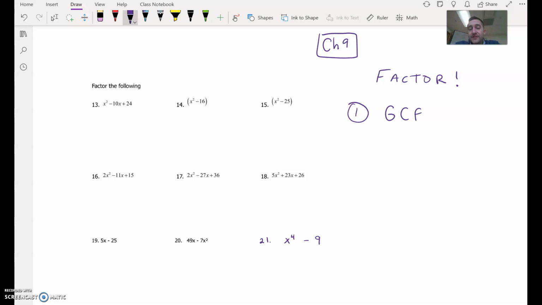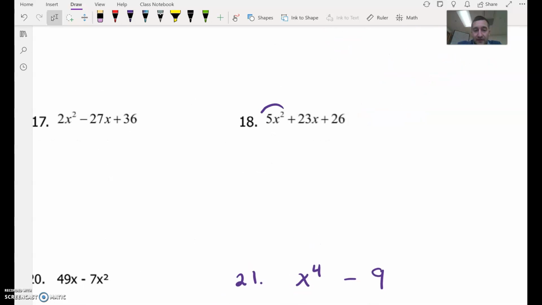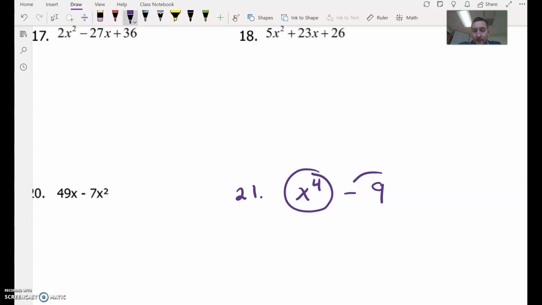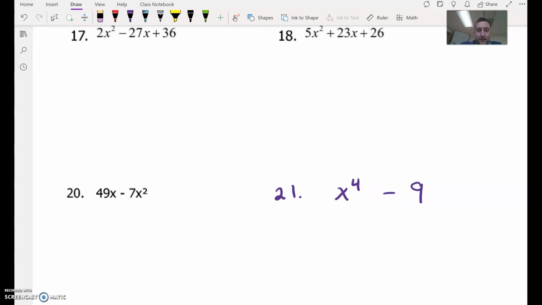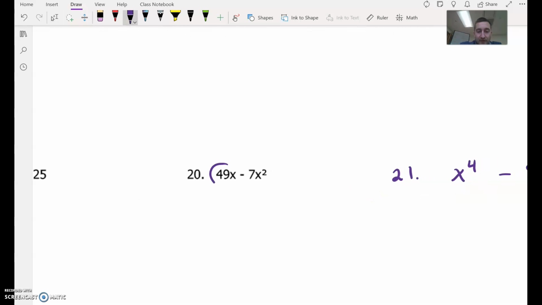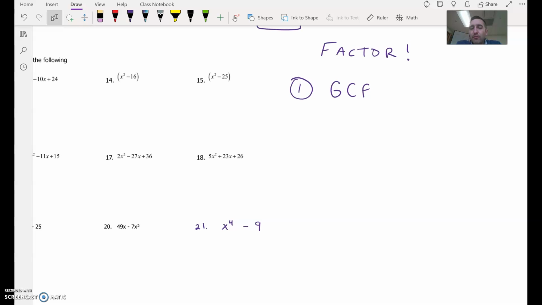And what that method tells us is about your terms. When I'm looking at 18, this is a term, this is a term, this is a term. When I'm looking at 21, this is a term, this is a term. When I'm looking at 20, this is a term, this is a term. The GCF method tells us that you can pull out, you can factor out any common factors. And you want to. So the GCF method tells us to pull out common factors.